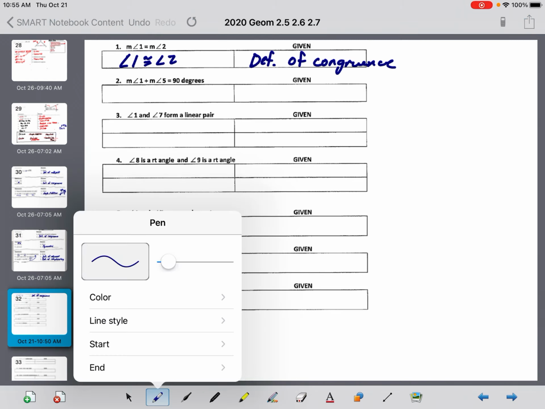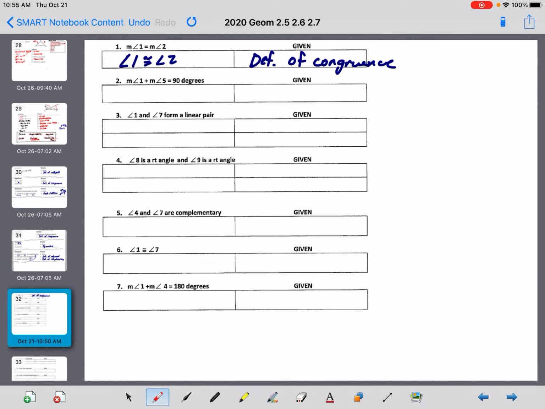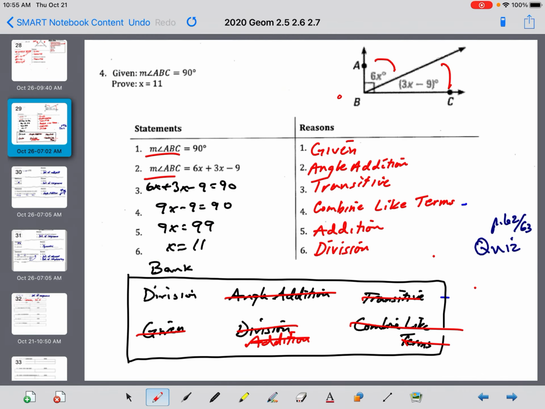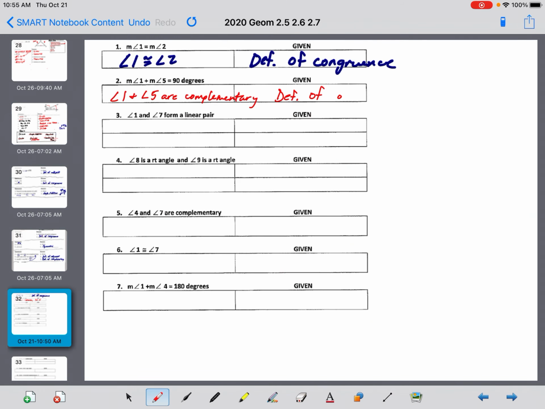The next one, let's switch colors here. If we know that angle 1 and angle 5 are 90, we can conclude angle 1 and angle 5 are complementary, because that's what 90 means. We have satisfied the definition of complementary. Oh, what just happened there? I don't know what just happened there. Definition of complementary. Sorry about that glitch.